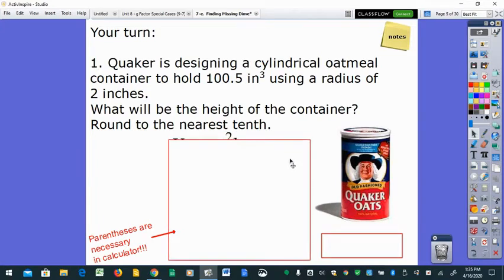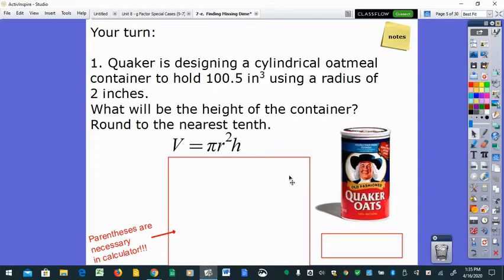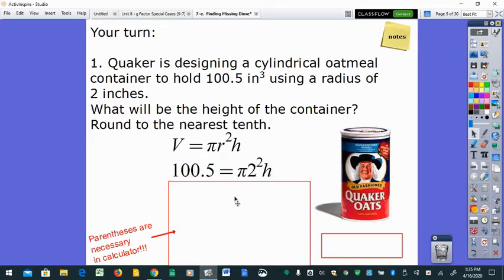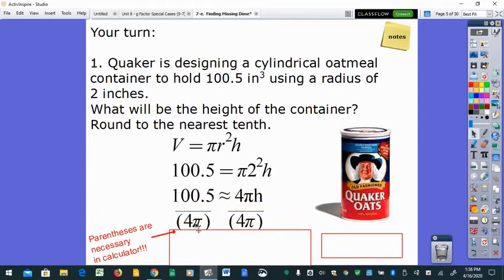First thing I'm going to do is put that volume of a cylinder formula up there, and I'm going to make some substitutions. The 100.5 is going to take the V spot, and the 2 is the radius, not the diameter, so the 2 can go right in for R, and this is where I'm starting. 2 squared is 4. And notice I have 4 pi multiplied by h, so I'm going to divide both sides by that 4 pi. And look at those parentheses, guys. You want 100.5 divided by parenthesis 4 times the pi button, end parenthesis, and hit equals.